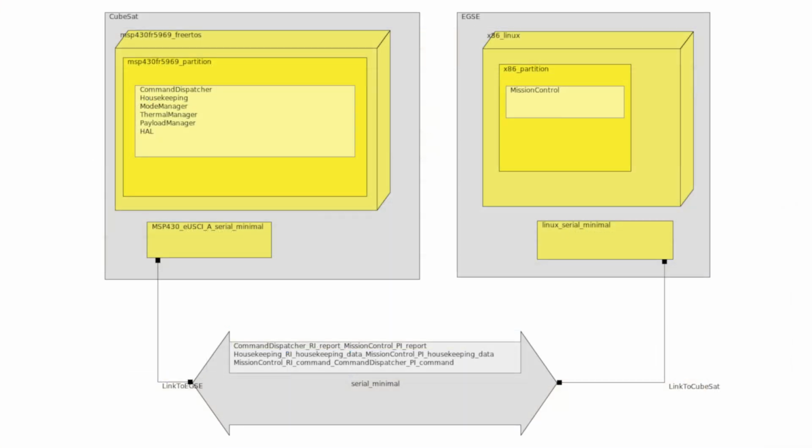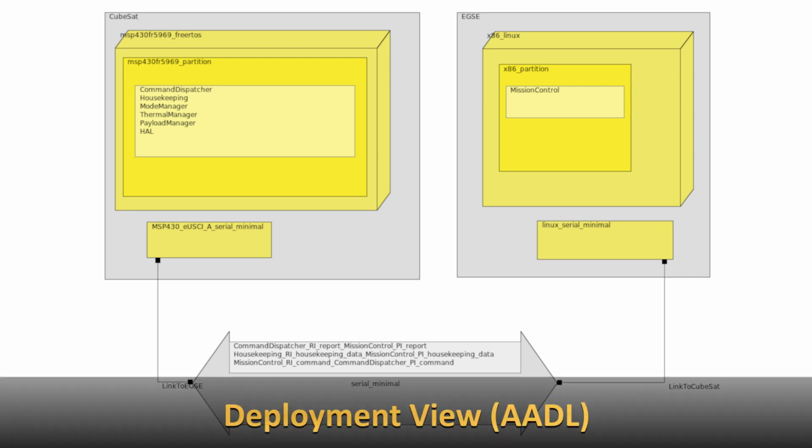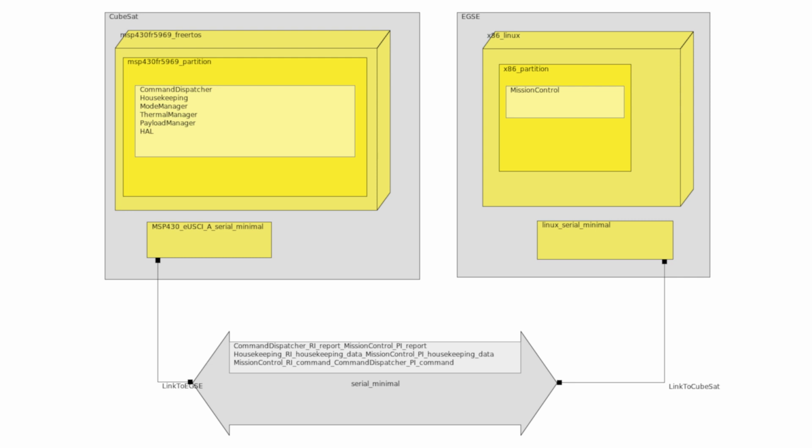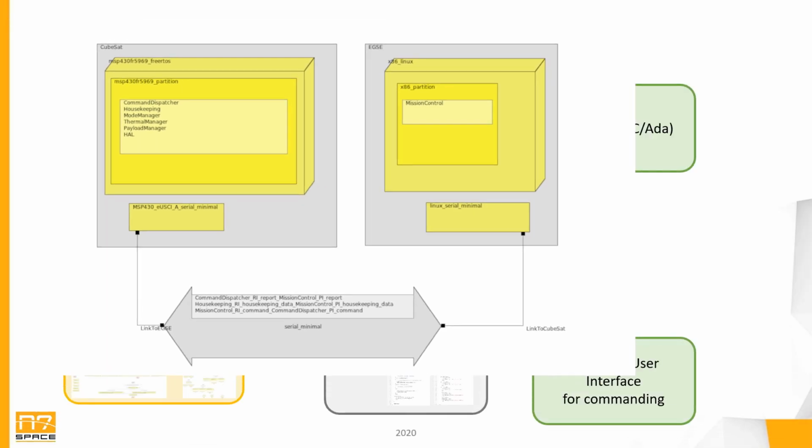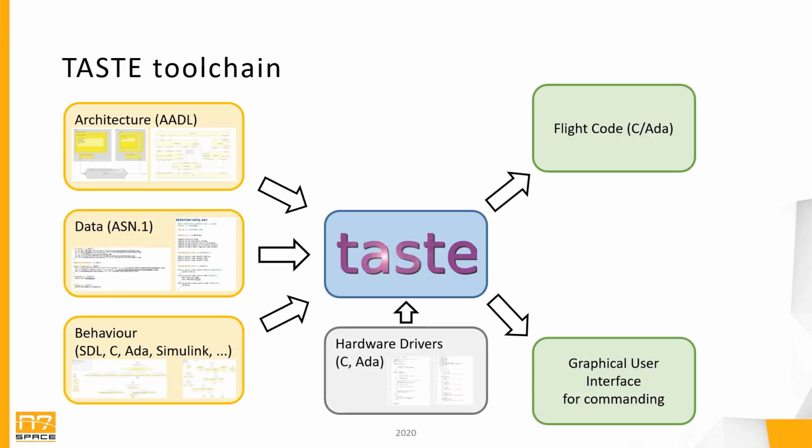Physical architecture is described using AADL through a so-called deployment view. Mission control function is deployed onto a Linux partition hosted by a PC-based EGSE, or Electrical Ground Support Equipment. The rest of the functions is deployed onto an MSP430 partition inside the CubeSat. All connections between the CubeSat and the EGSE functions are bound to a serial interface, which is handled by a dedicated device on each node.